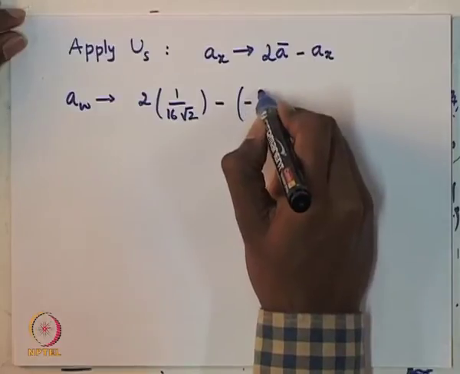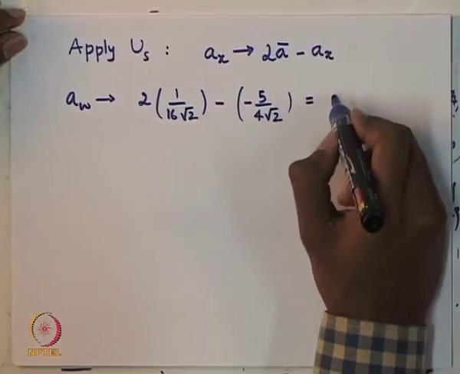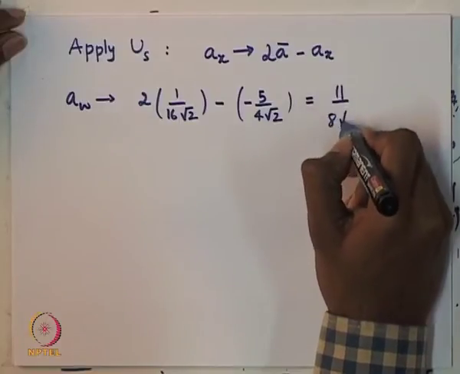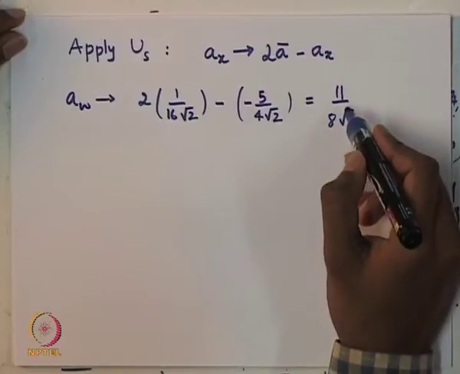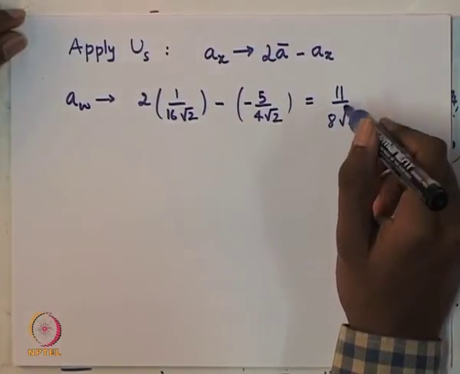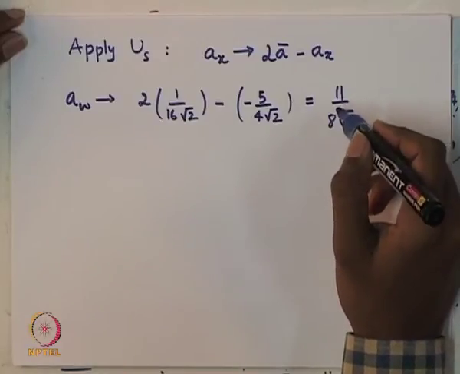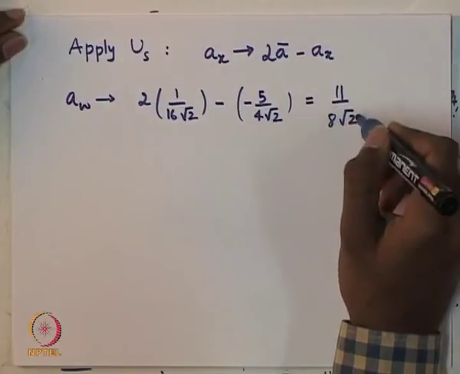Subtract from, which is 11 divided by 8 root 2. So, the amplitude of the marked state is 11 by 8 root 2. So, the probability of success after 2 iterations would be the square of this amplitude.